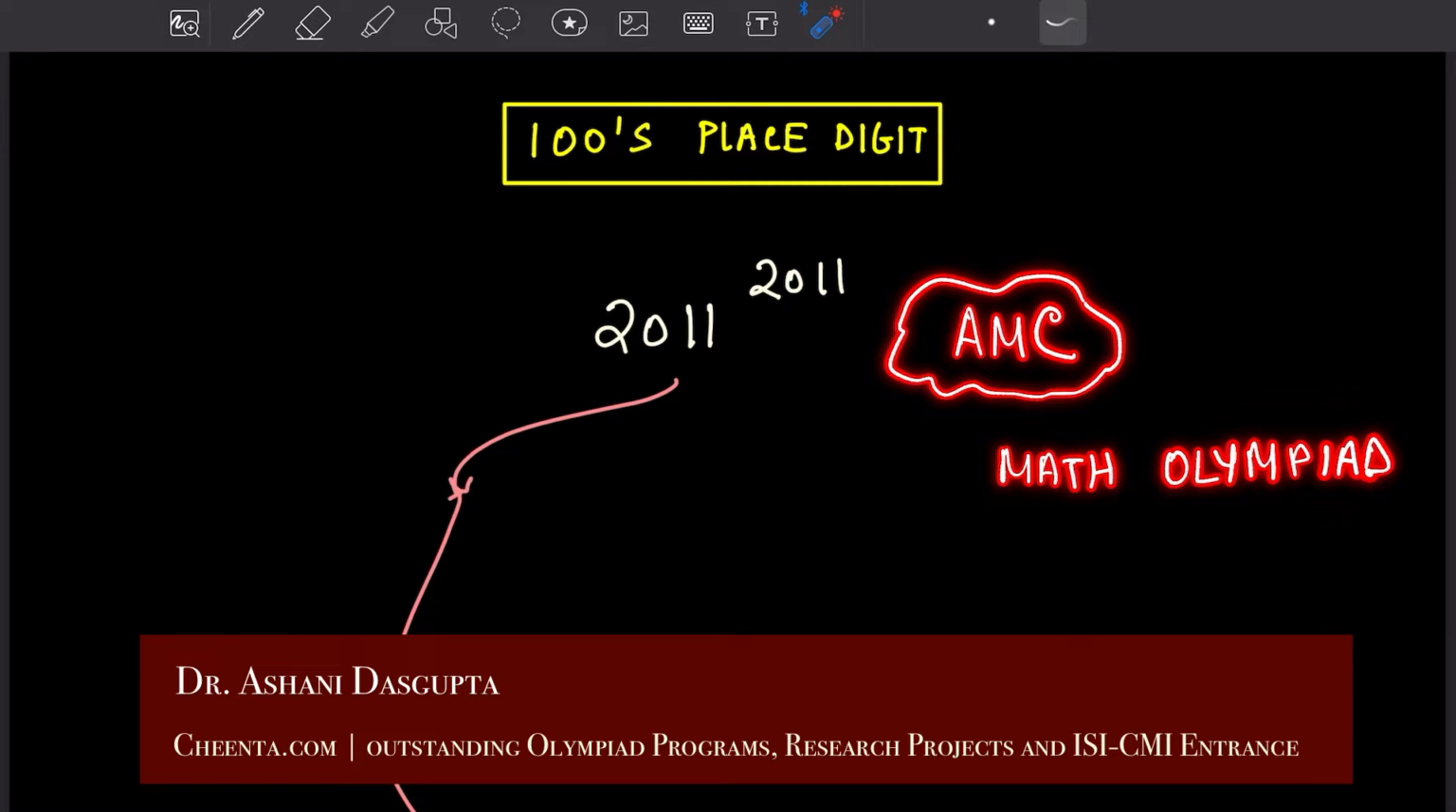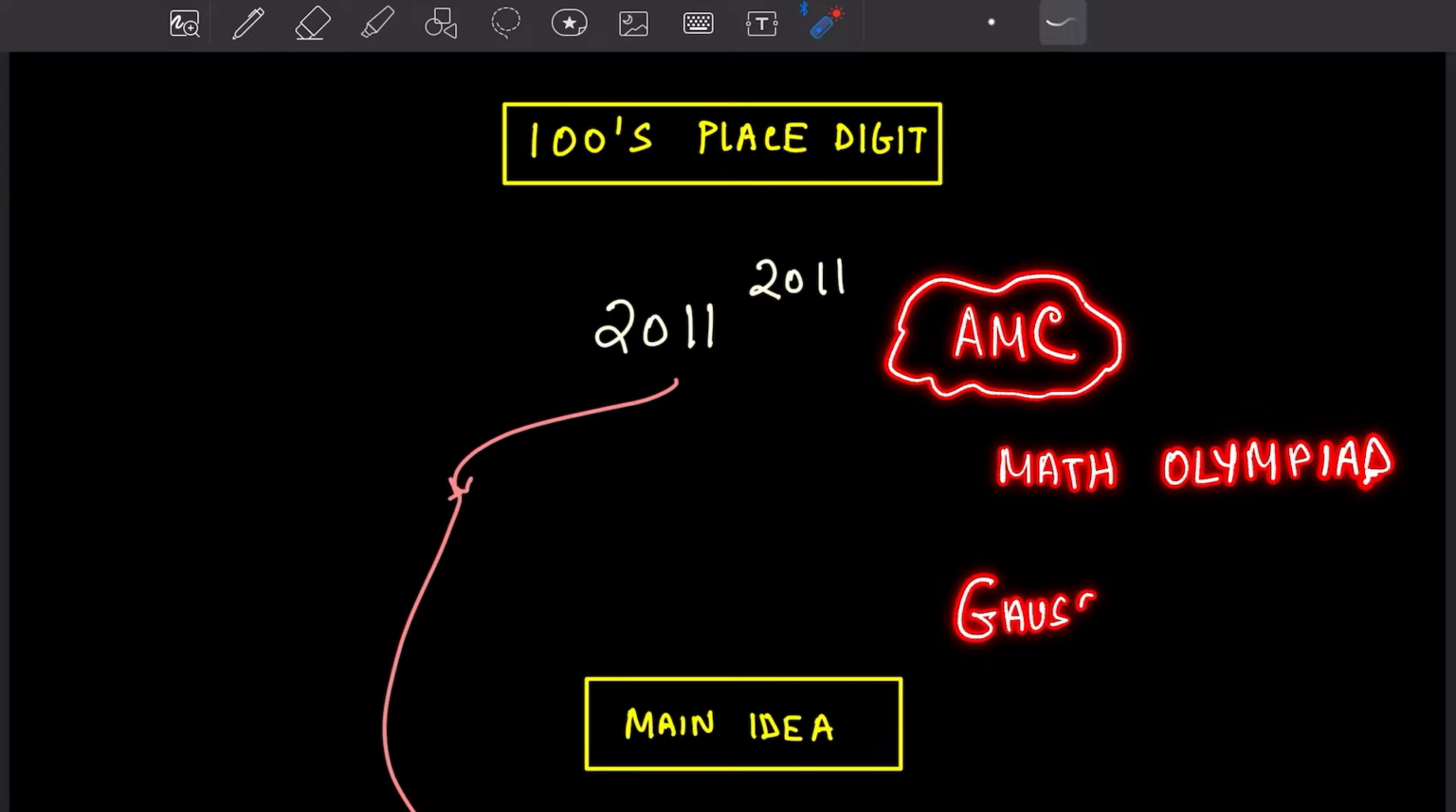Number theory is a very intriguing part of mathematics. In fact, one of the greatest mathematicians of all time, Carl Friedrich Gauss, called it the queen of mathematics. So, if you have not heard about Gauss, you should Google him. He's like the Einstein of mathematics. I like to think of it like that. So, anyway, what does this problem say?